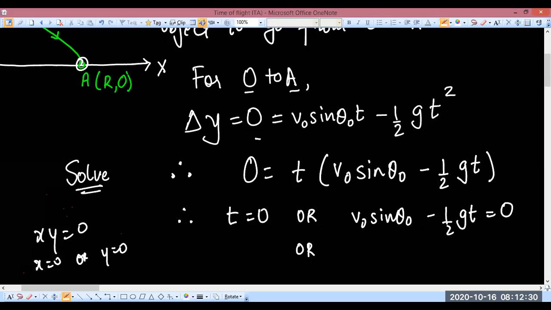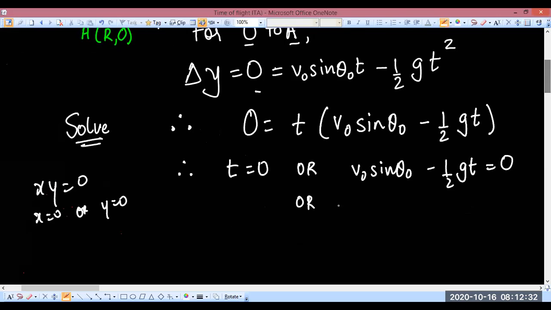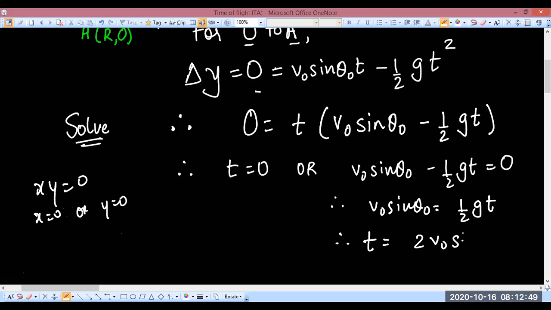Let's work on the second one, right? T equal to 0 has come, we'll keep that aside. So here what do we get? Here we will get v0 sine theta 0 is equal to 1 by 2 gt, putting this term on that side. So that's why t is equal to 2v0 sine theta 0 divided by g. So now we have got two possibilities, this or this.